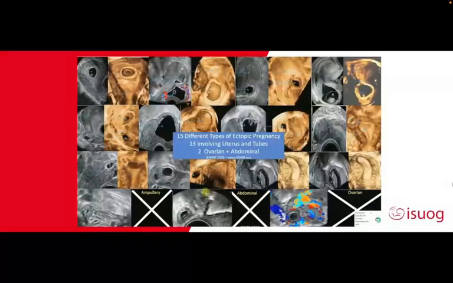If we look at the ESHRE classification of ectopic pregnancies, you will note there are 15 different types of ectopics, 13 involving the uterus and tubes, and 2 involving the ovaries or intra-abdominal ectopics. You will note for the ESHRE classification, almost all ectopic pregnancies now include 3D evaluation, and this is instrumental in identifying the exact location and characteristics of an ectopic pregnancy. And therefore, I will pay homage to not just 2D, but 3D evaluation of these pregnancies.